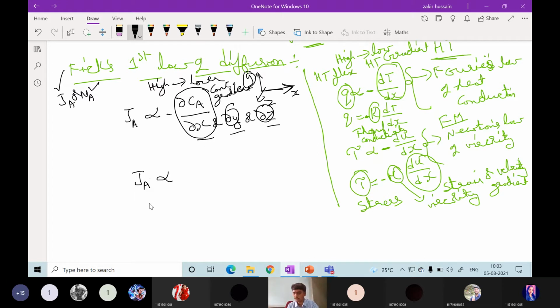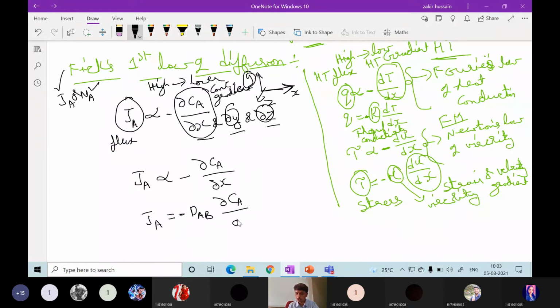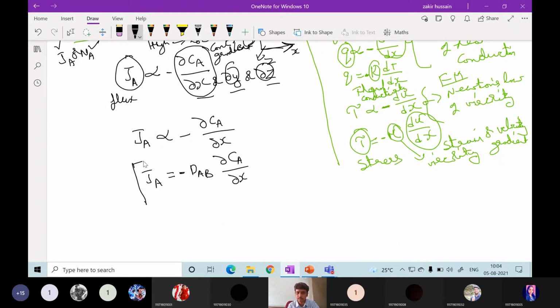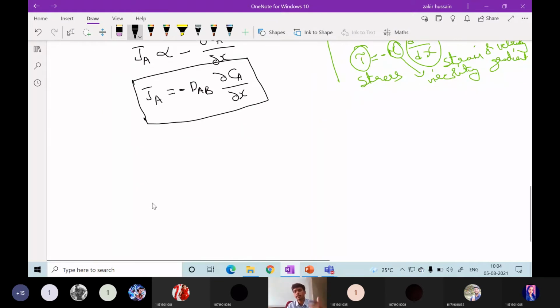So JA is the flux, directly proportional to the negative gradient, dou CA by dou X. This is the concentration gradient, and this is the flux. What is the proportionality constant here? It is the diffusivity, DAB, or the diffusion coefficient. So minus is there, with dou CA by dou X. This is Fick's first law of diffusion: JA is equal to minus DAB dou CA by dou Z, or dou CA by dou X.